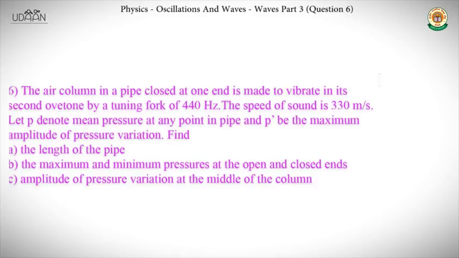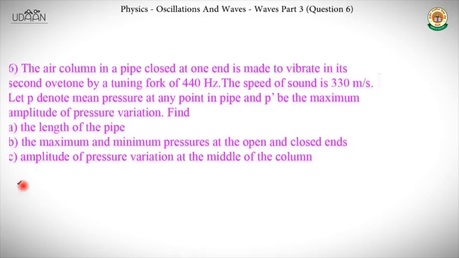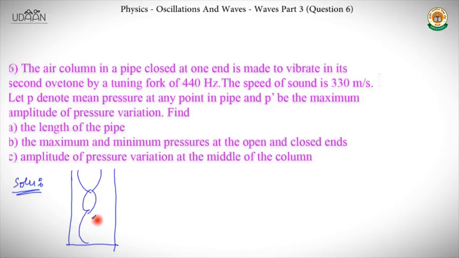So let's pick up the first few keywords, which are the second overtone, the closed organ pipe, and the 440 Hertz. So let's draw how the second overtone looks like. This is how it looks like with two closed loops. So it'll have 3 displacement nodes, and 3 displacement antinodes.